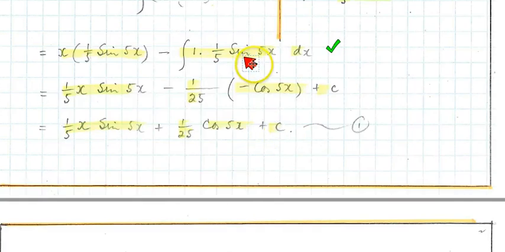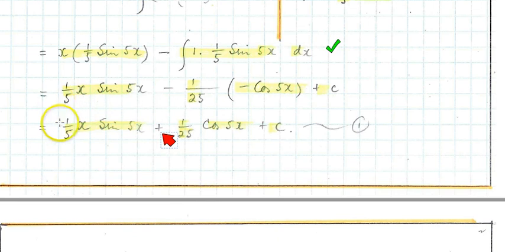Okay, the integral of sine 5x is minus cos 5x. Now don't forget you've got to divide by 5. So if I divide by 5, it's going to affect this 5 here, and you're going to get 1/25. Okay, 1/5 times 1/5 is 1/25. Then that minus and the minus is going to be a plus, and that's how I landed up with a plus 1/25 cos 5x there.